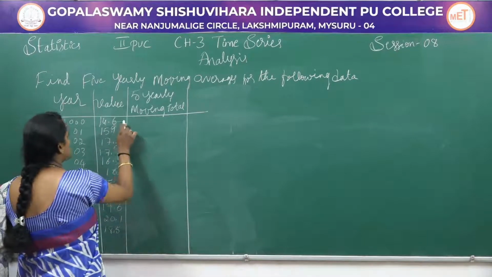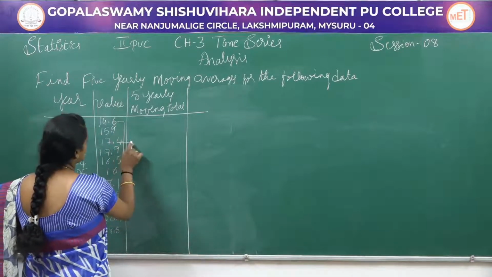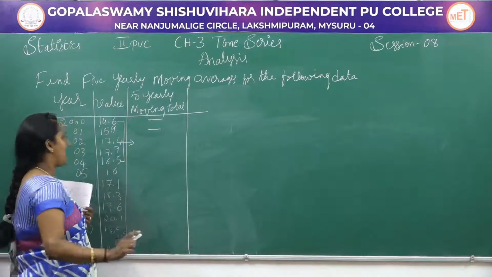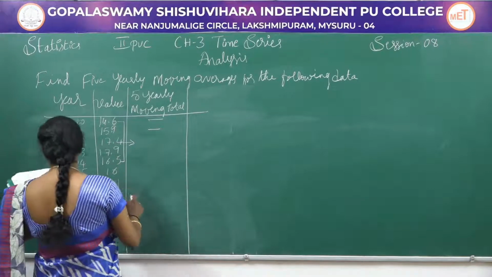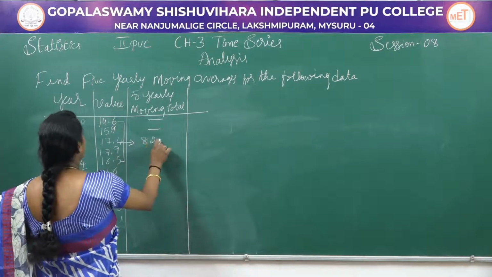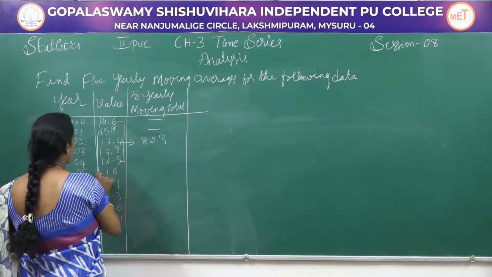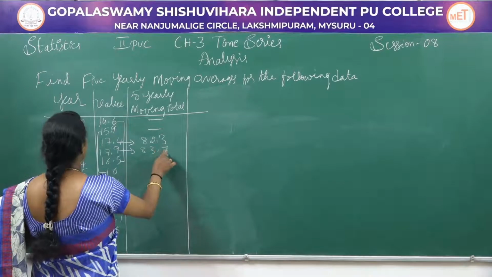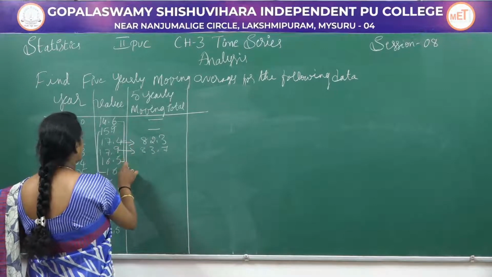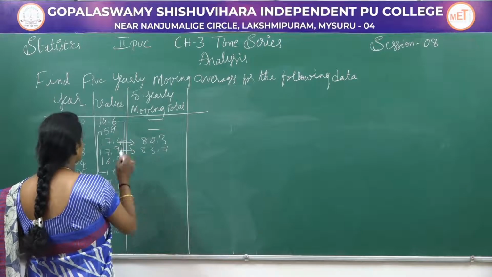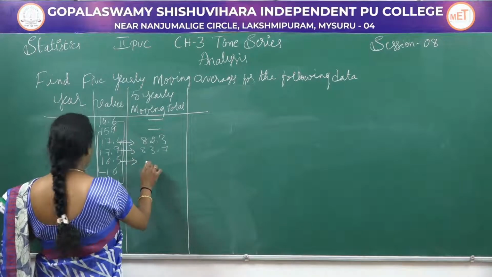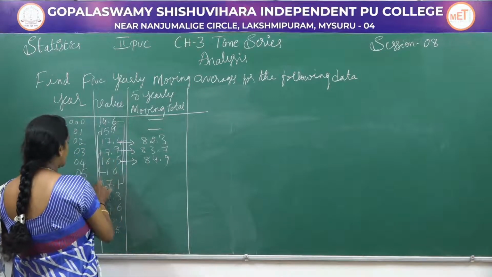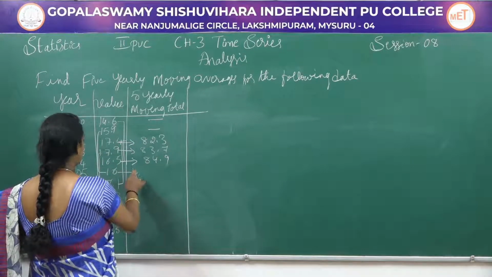So I should add the first 5 numbers and the position will be the middle one, so the first 2 will be blank. If I add the first 5 numbers, the total is 82.3. Next 5 I should add and the position is this. It is 83.7. Second, third, fourth, fifth, sixth, and the position is this. It is 84.9. Next it should be 79 to 18 and the position is this.